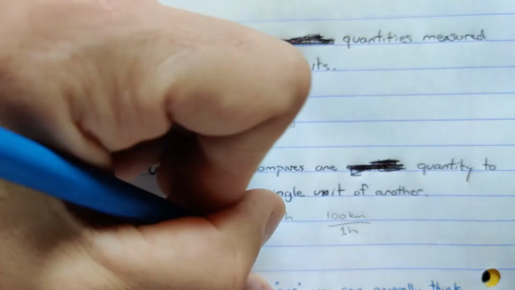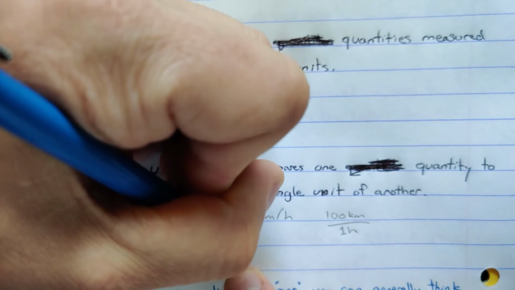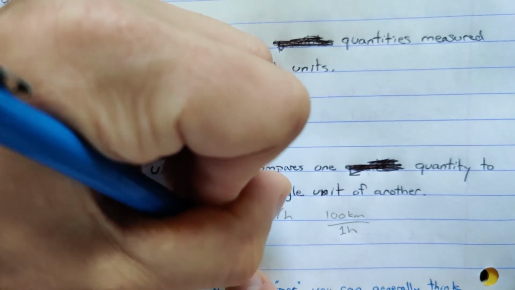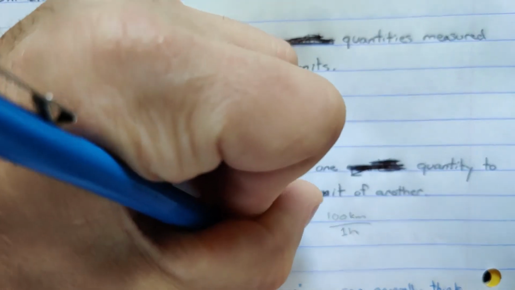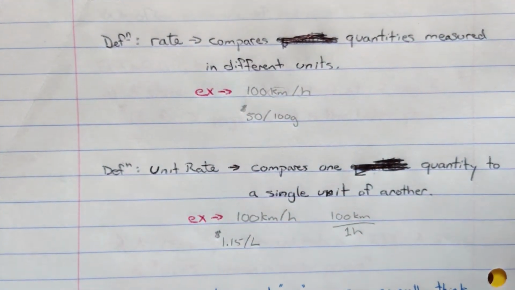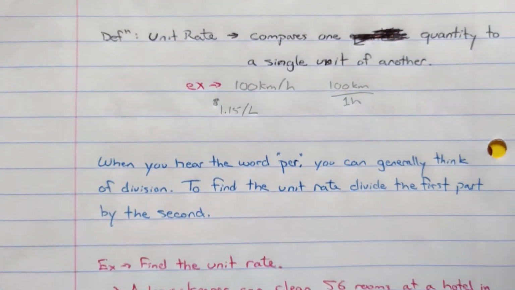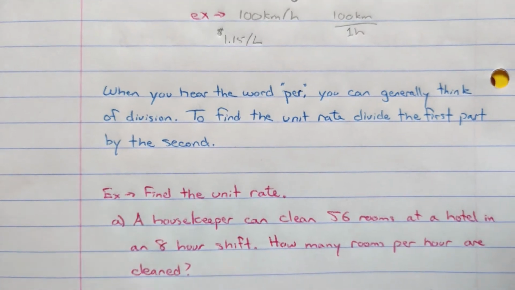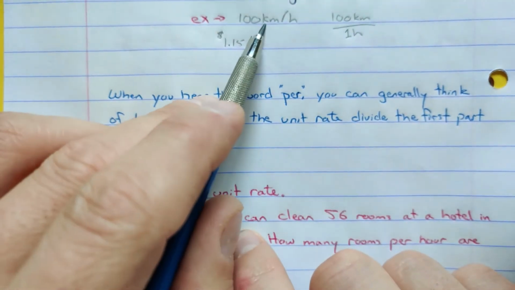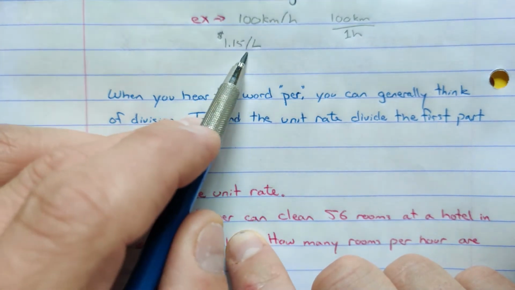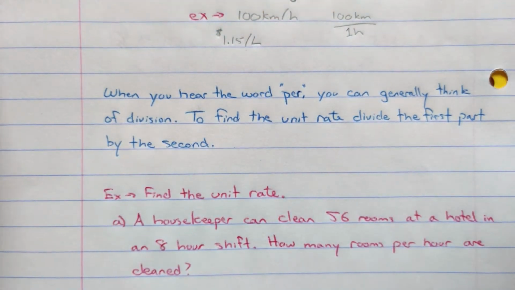A common one you'll see is $1.15 per liter if you're buying gas. So we're just comparing it to a single unit of the second measurement. When you hear the word per, what you can think of is division. So kilometers per hour, that's the division sign. And so to find a unit rate, you divide the first part or the first quantity by the second.